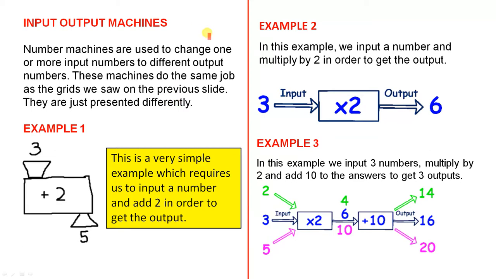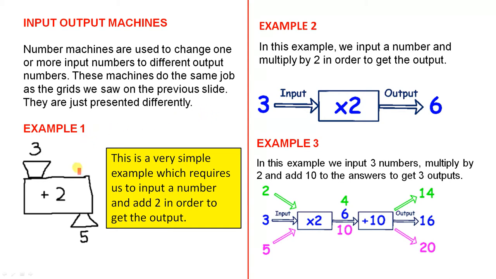Input-output machines. Number machines are used to change one or more input numbers to different output numbers. These machines do the same job as the grids we saw on the previous slide. They are just presented differently.